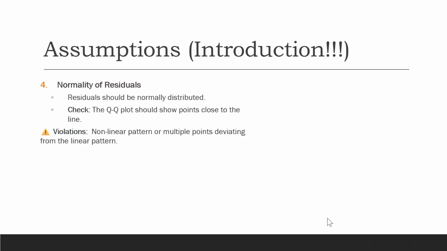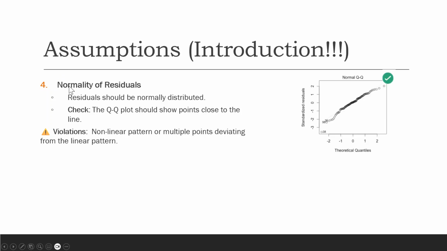Now we're going to look at another graph to check this next assumption, which is the normality of the residuals. The residuals should be normally distributed. And so we're going to look at a QQ plot. And as we've always done with QQ plots, if we see a nonlinear pattern or multiple points that are deviating from that diagonal line that's in the QQ plot, then that's evidence that that assumption has been violated. We need this assumption because we're going to use some t-tests and some f-tests. And so this is an example of a normal QQ plot where the assumption is satisfied.